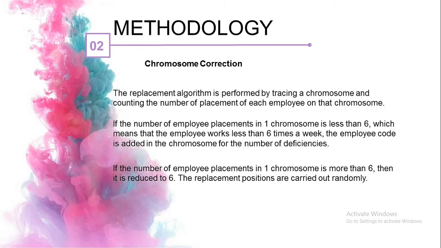The replacement algorithm first counts the workdays for each employee. If the number is less than 6, then the employee is added to the chromosome. If it is more than 6, then it is reduced to 6. The replacement positions are carried out randomly.